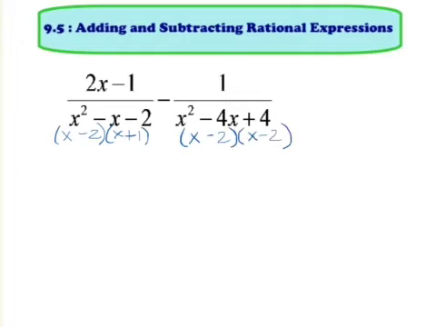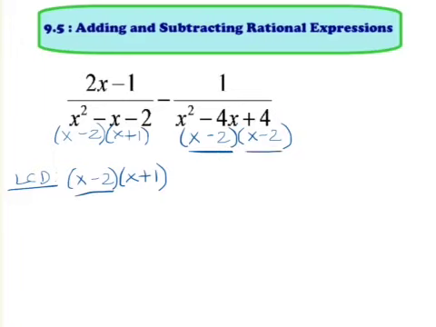Now let's identify our common denominator. I'm going to start out by writing down the entire first fraction denominator, x minus 2, x plus 1. Now I'm going to go look at the second denominator. It has an x minus 2. I already have one. But here it has a second x minus 2, so I need to put another one into my LCD. Now I have my common denominator.